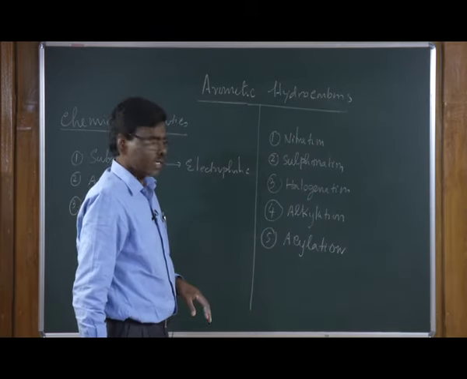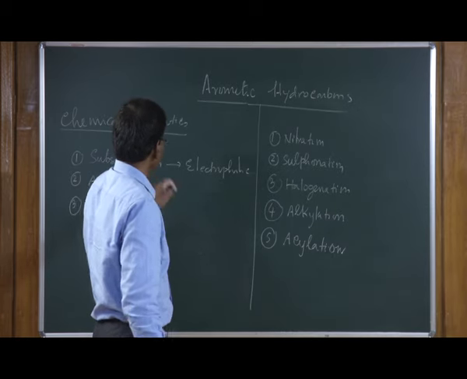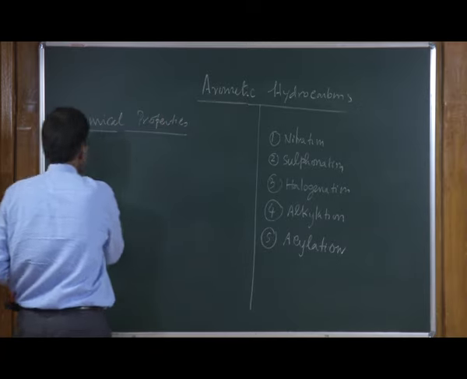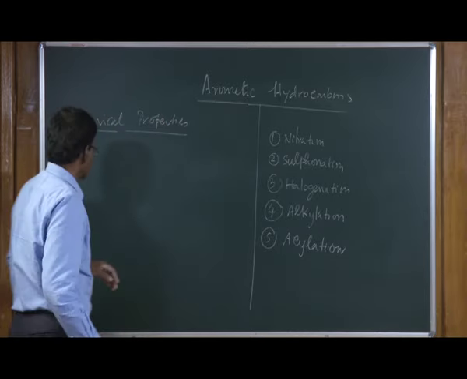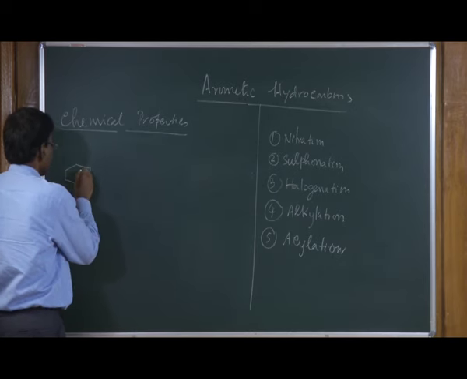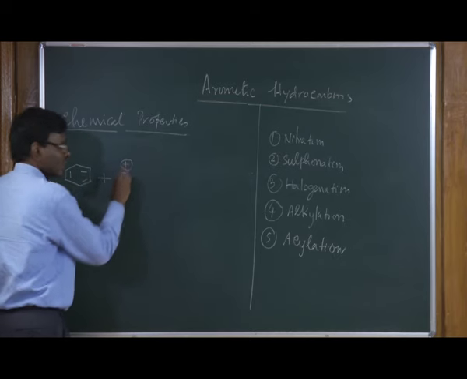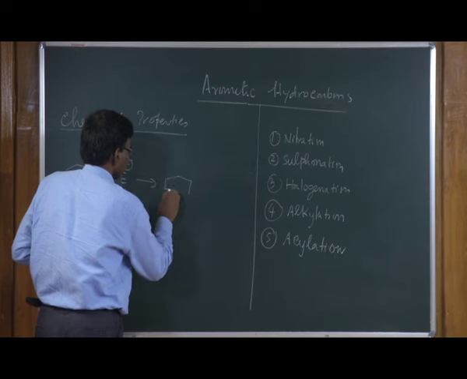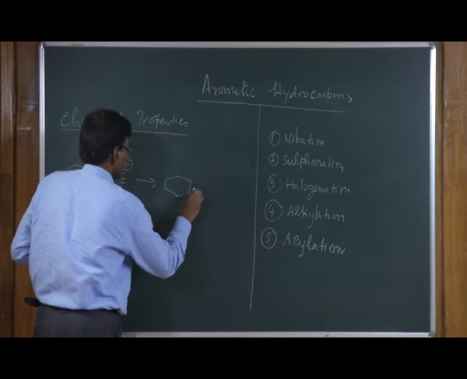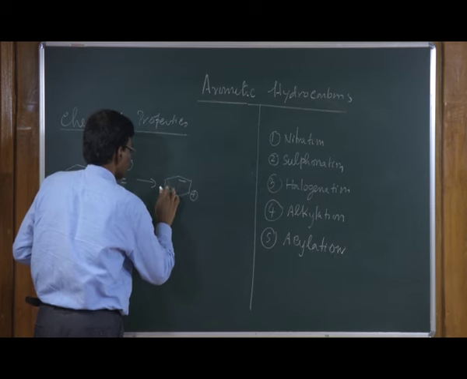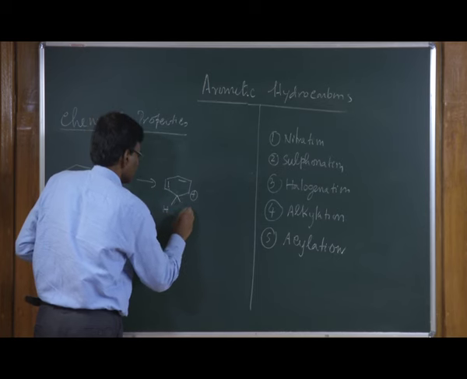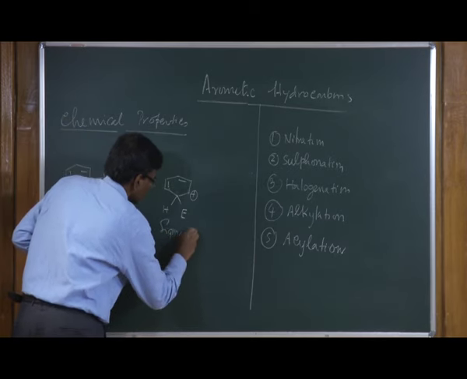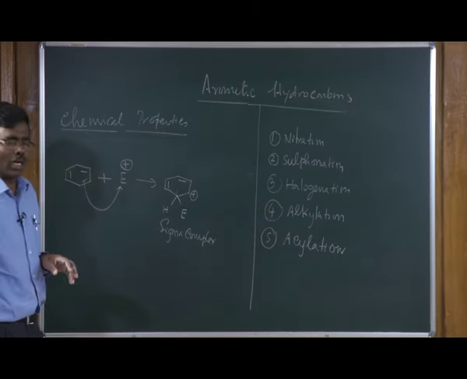So all these reactions take place via electrophilic substitution reactions, and they involve a common reaction pathway. First, the electrophile is produced in the reaction. Once the electrophile is generated, benzene, which is nucleophilic enough, reacts with the electrophile and generates this intermediate. It forms what is called the sigma complex, a carbocation intermediate.